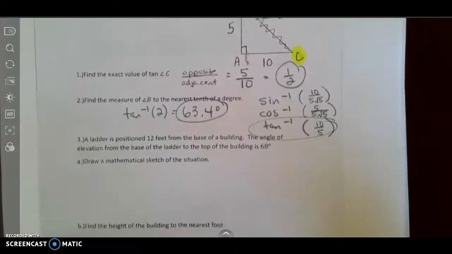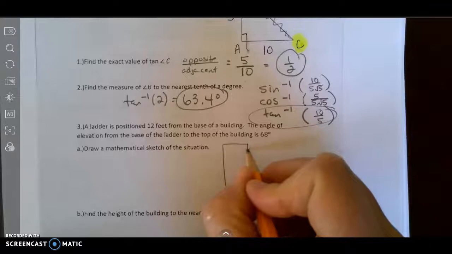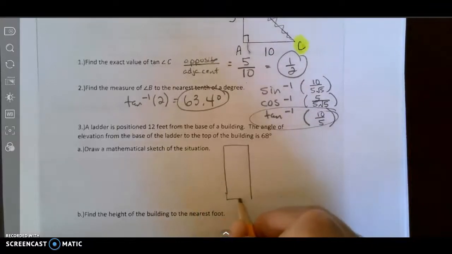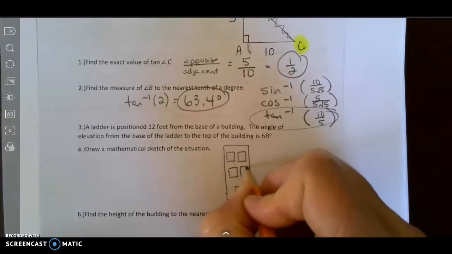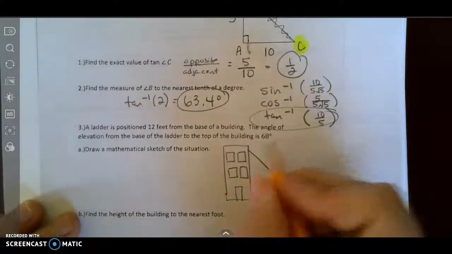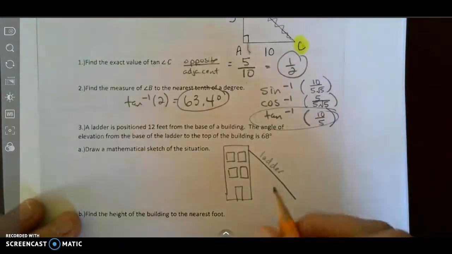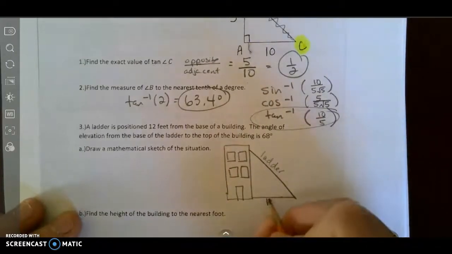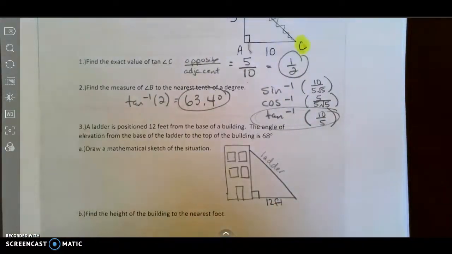Number 3. A ladder is positioned 12 feet from the base of a building. Okay, here's my building. There's my ladder. So this is my ladder right here, and it's 12 feet from the base of the building. So this is my 12 feet. This is my right angle. And I have a right angle, so I'm going to use sine, cosine, and tangent. I'm not going to use law of sines or cosines.